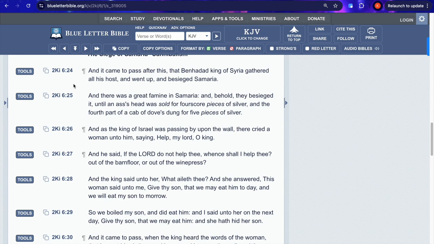And there was a great famine in Samaria, and behold, they besieged it until an ass's head was sold for 80 pieces of silver, and the fourth part of a cab of dove's dung for 5 pieces of silver. That's a lot, right? And typically with dung here, it's not necessarily that they were going to go and eat this, okay? But usually you would have dung of animals, which would also be used as fuel for cooking.